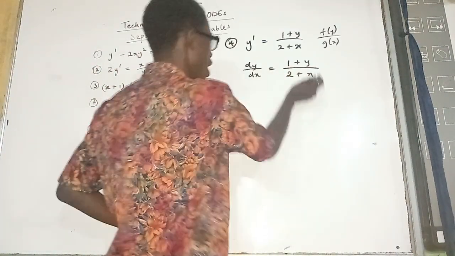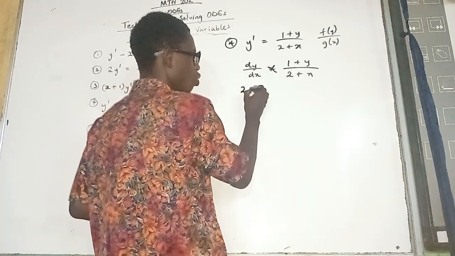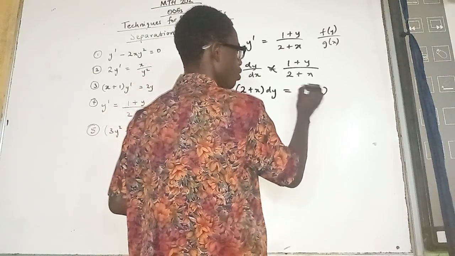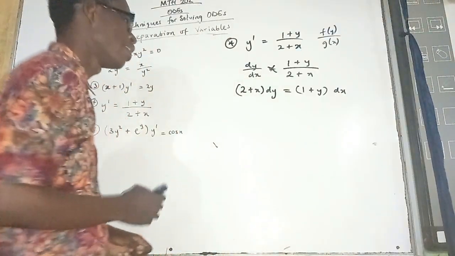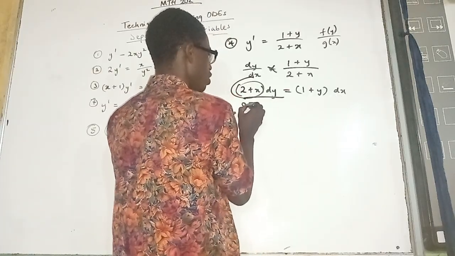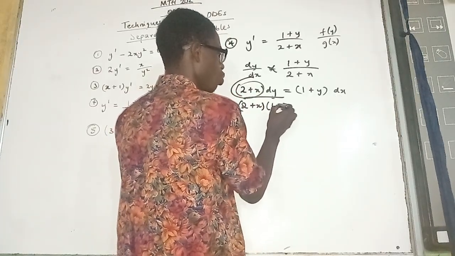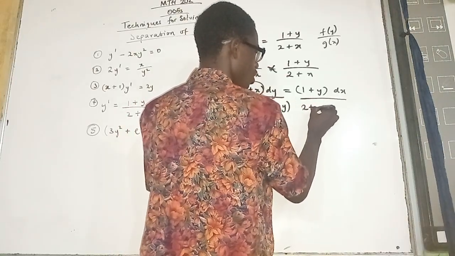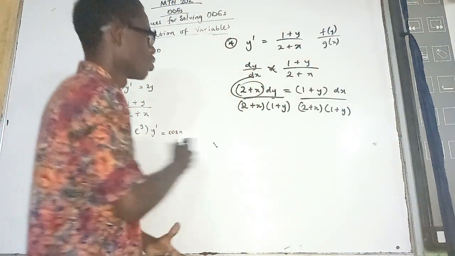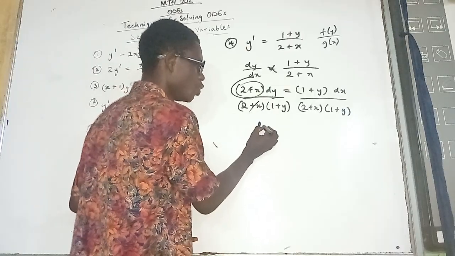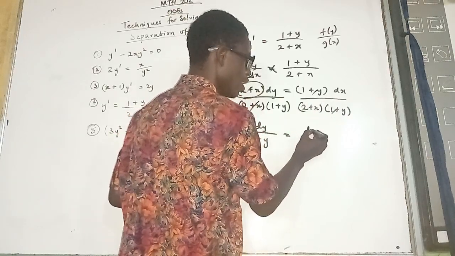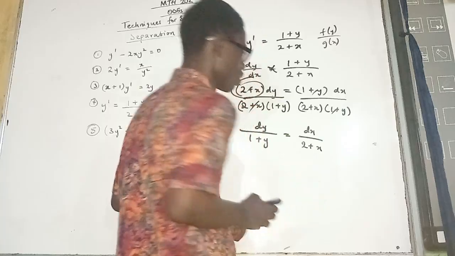So if I'm to separate this, I'll have, cross multiplying, (2 plus x) dy equals (1 plus y) dx, right? Now I can bring this by dividing. So I divide both sides by (2 plus x)(1 plus y), so as to separate both variables. Now this is going to cancel out, and I have dy over 1 plus y equals, this is going to cancel out, dx over 2 plus x.